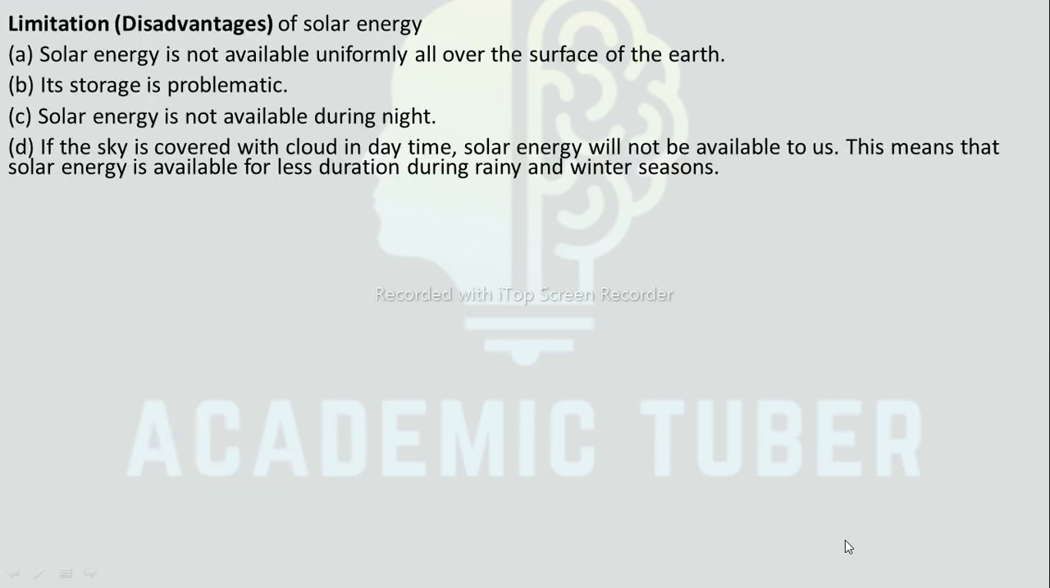Limitation, disadvantage of solar energy. Solar energy is not available uniformly all over the surface of Earth. Its storage is problematic. Solar energy is not available during night. If the sky is covered with cloud in daytime, solar energy will not be available to us. This means that solar energy is available for less duration during rainy and winter season.